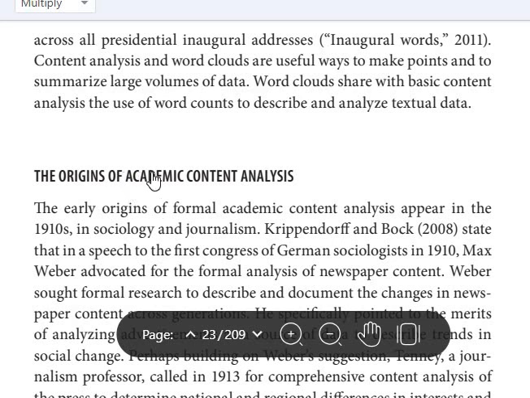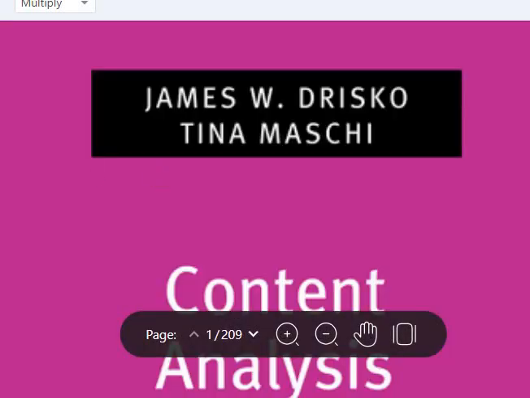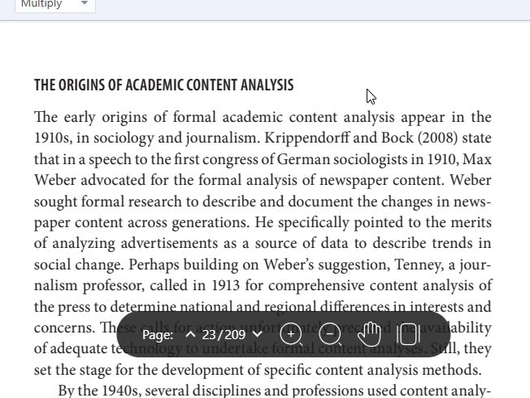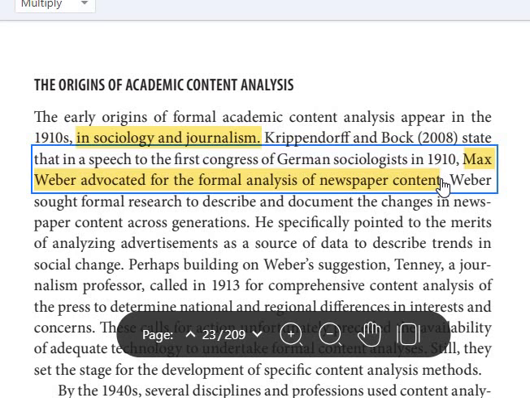Here we're talking about the word academic, so you should focus on this. Where do you think academic content analysis was used? It was used in sociology and journalism, in the 1910s. Here they say that the German sociologist Max Weber, in 1910, advocated for the formal analysis of newspaper content. Actually, he is the first one who used it in academia.